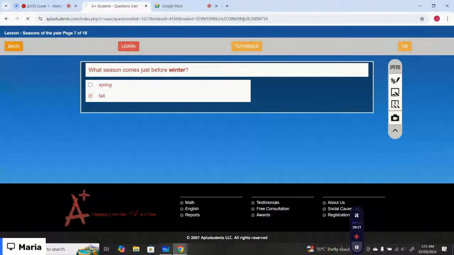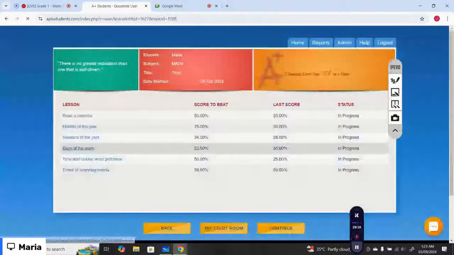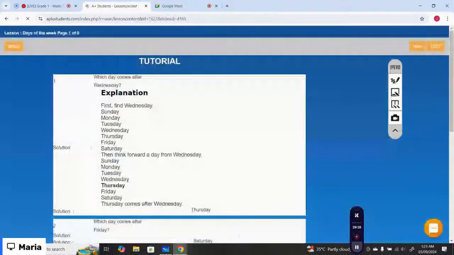And the next lesson is days of the week. So how many days are there in the week? There are 7 days in a week. They are Monday, Tuesday, Wednesday, Thursday, then Friday, then you have Saturday, and then you have Sunday again, right?